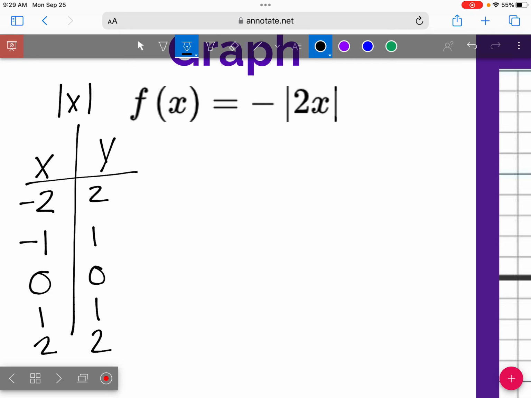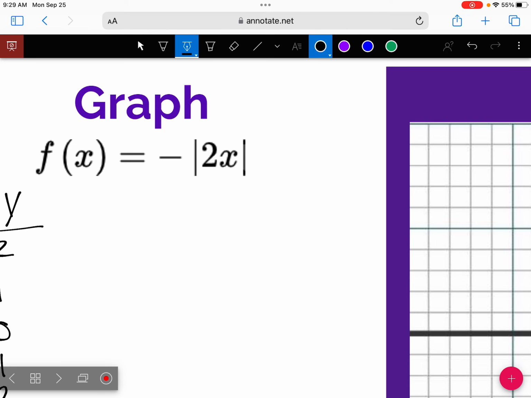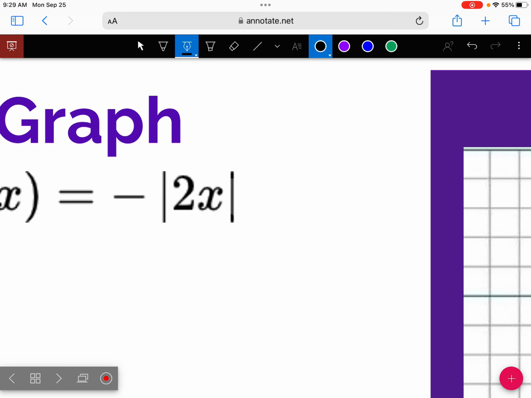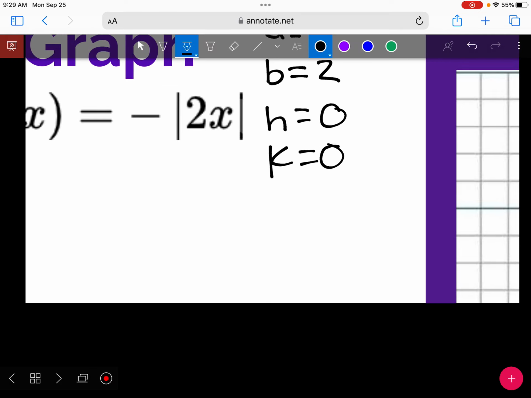All right. So what is our A value here? -1. What is our B? B is 2. What is H? What is K? 0.